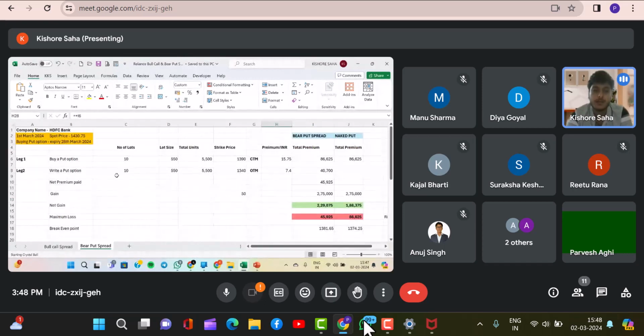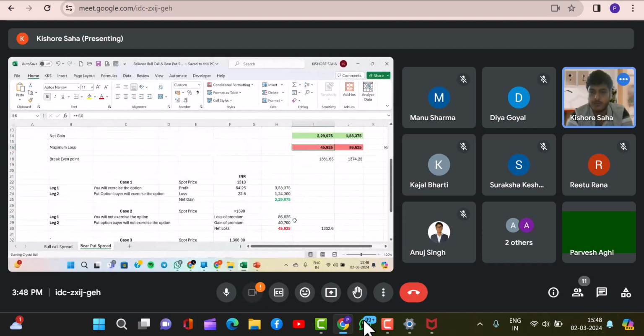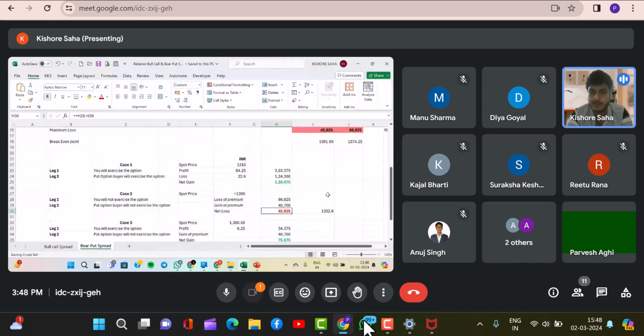But again, the put option that I have sold, that buyer will also not exercise the option. So the gain of premium would happen to me. And again we can see the loss is 45,925, which is similar to the maximum loss. So this is the loss that we will incur.